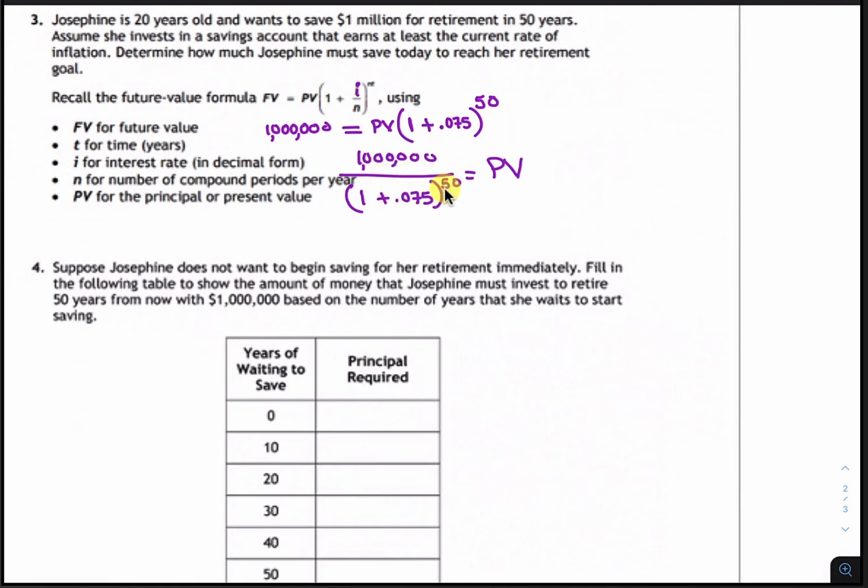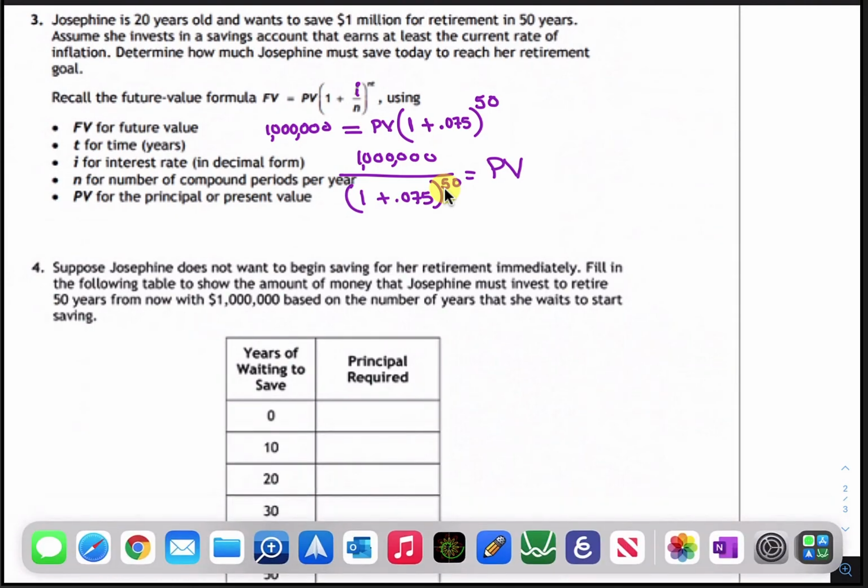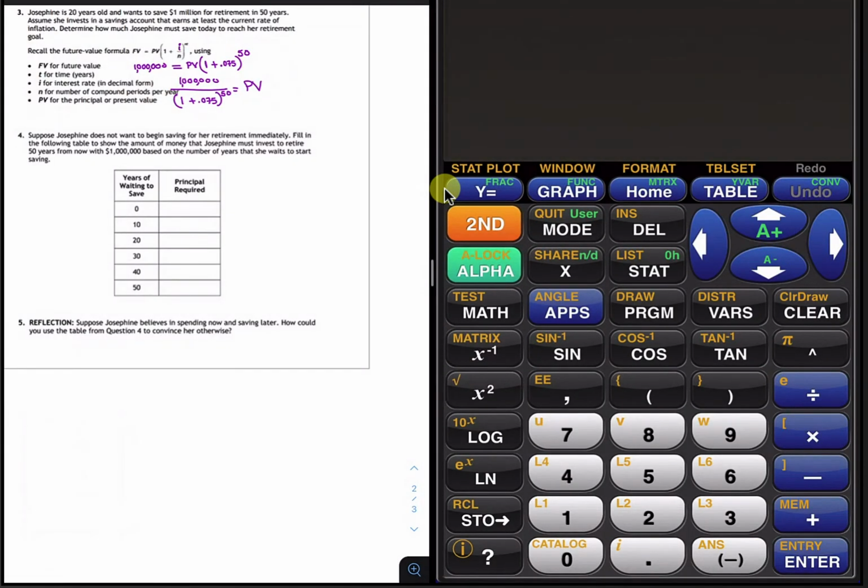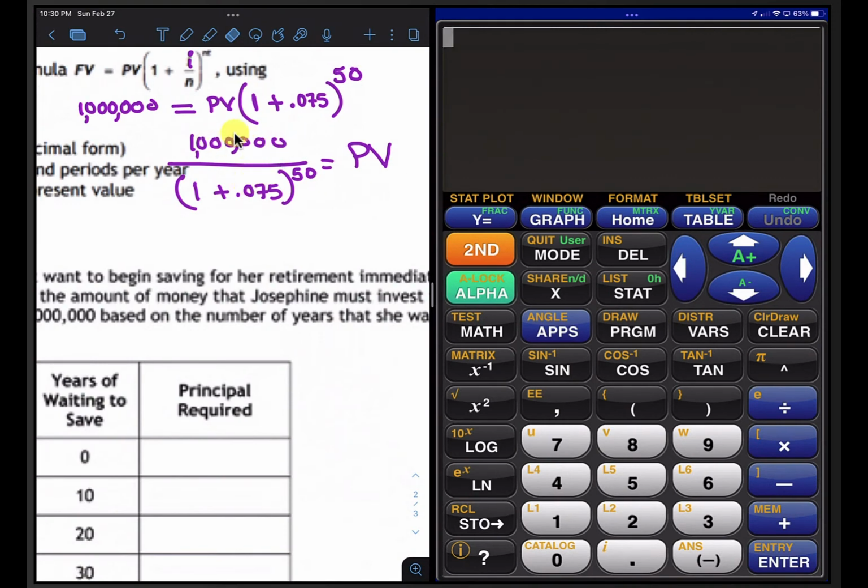Now we need to put this in our calculator. So let me bring up my calculator here. All right, and we're just calculating this fraction, 1 million divided by 1 plus 0.075 raised to the 50th. So let's go ahead and type that in. Typing 1 million divided by, and then parentheses. Make sure you start with a parentheses at the bottom there. 1 plus 0.075, close parentheses, and it's raised to the power of 50.